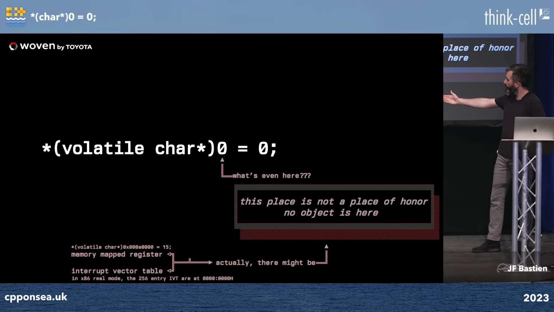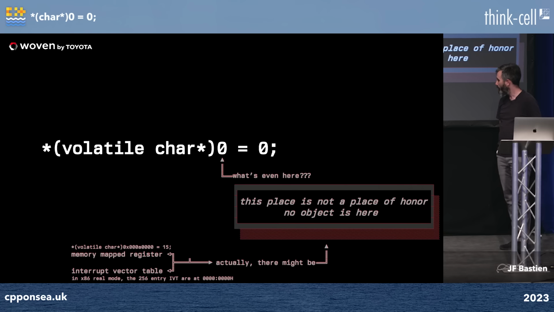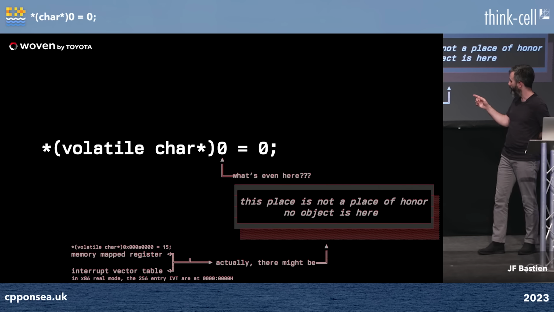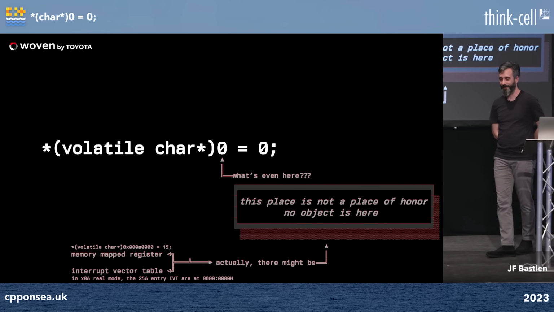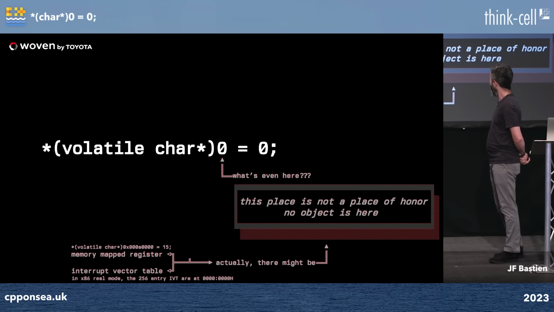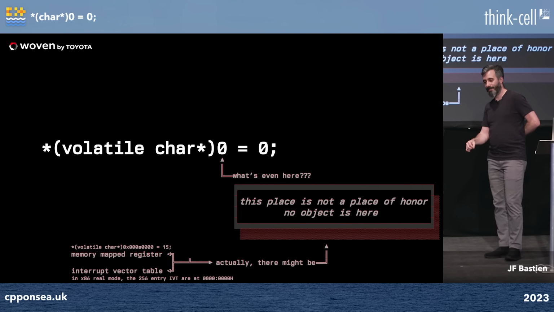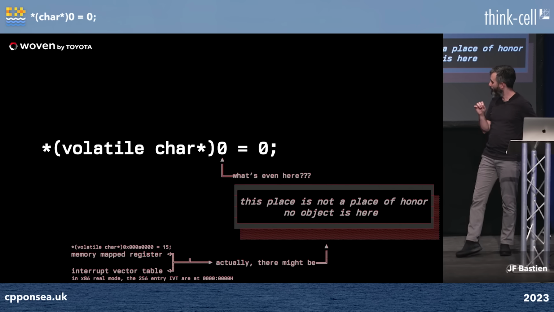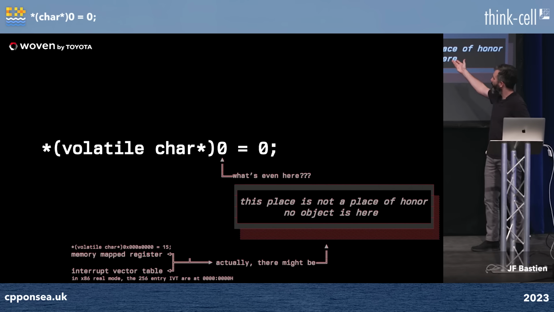Or the interrupt vector table in x86 real mode. There's a 256 entry table at address 0. And fun fact, the interrupt pointer at that address is the divide by 0 handler. Beautiful, beautiful. So if you're in x86 real mode and you write at this address, you're dealing with the divide by 0 handler. That's beautiful. So is there something at that location?